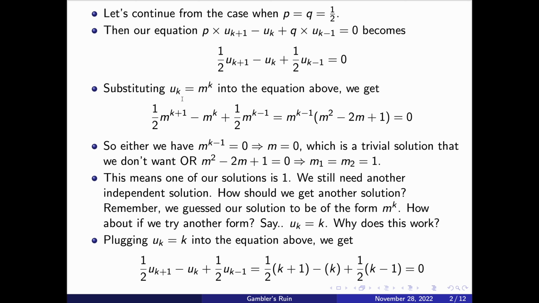First we tried u_k to be of the exponential form. Now we can try something like u_k is equal to k. And why does this work? Plug u_k equal to k into the equation here, and we get 0. This part becomes 0. So u_k equals k. This one actually works too.